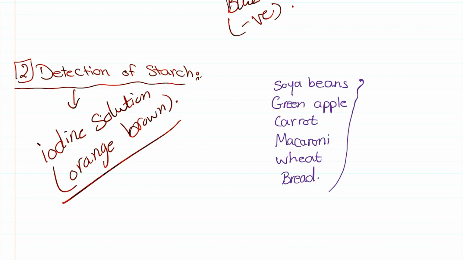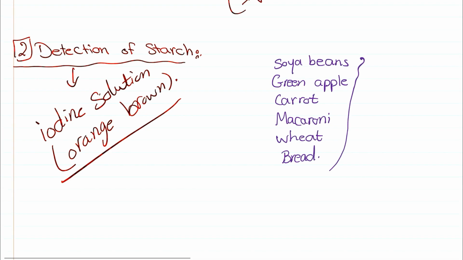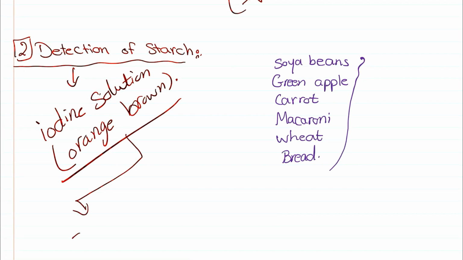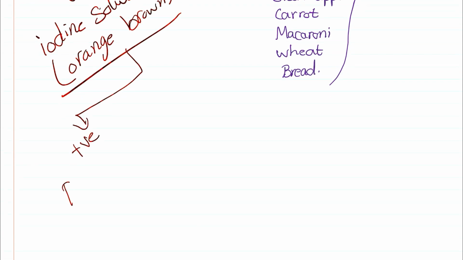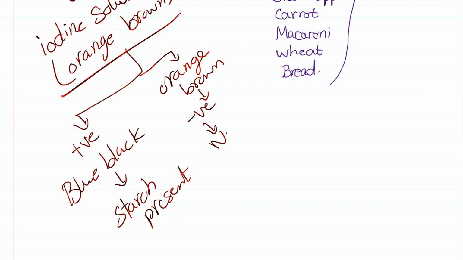So we'll get the sample, the solution, which maybe contains the starch, add a few drops of the iodine solution and check the color change. If the color is changed into blue black or dark blue, it means starch is found. No change in color, so the color stays orange brown, so this is negative, no starch.